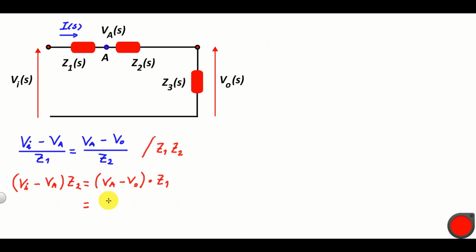As the result, we will obtain the following equation. On the right-hand side, we will have VA multiplying Z1 plus Z2, and on the left-hand side, we will simply obtain Z2 multiplying Vi plus Z1 multiplying Vo.